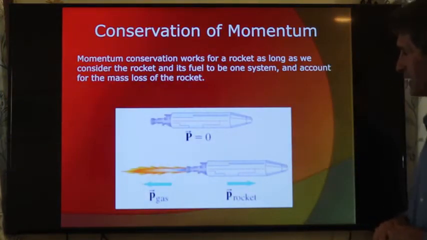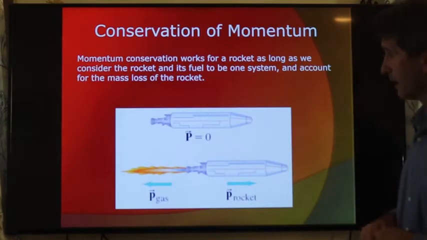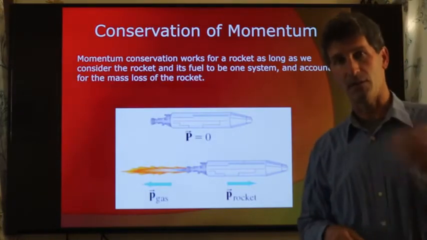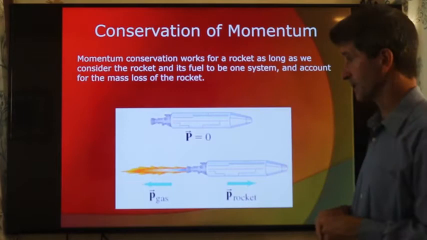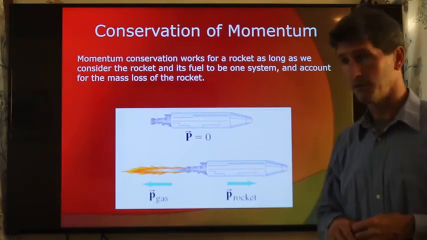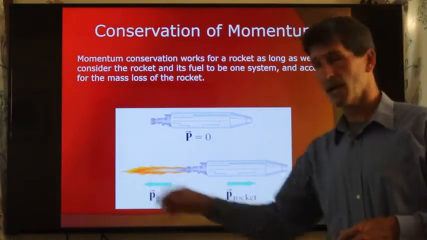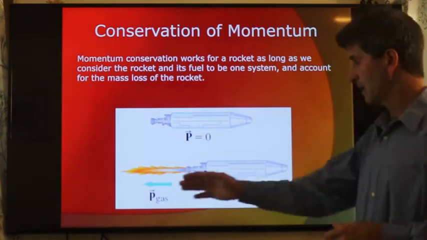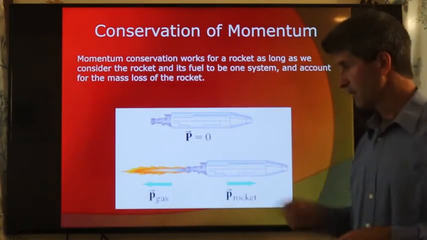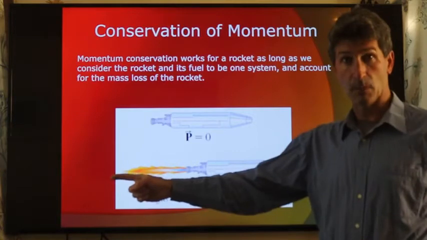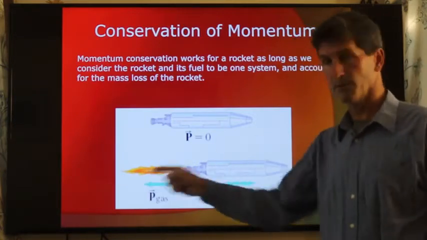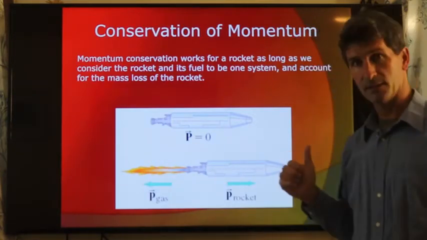So here's one way of looking at it. We have a rocket. Let's say this rocket is now in space and it's basically stationary, and we want to go forward. We take this hot gas, we accelerate it backward, and that's going to push the rocket forward. This negative momentum of this hot gas pushes the rocket this way.